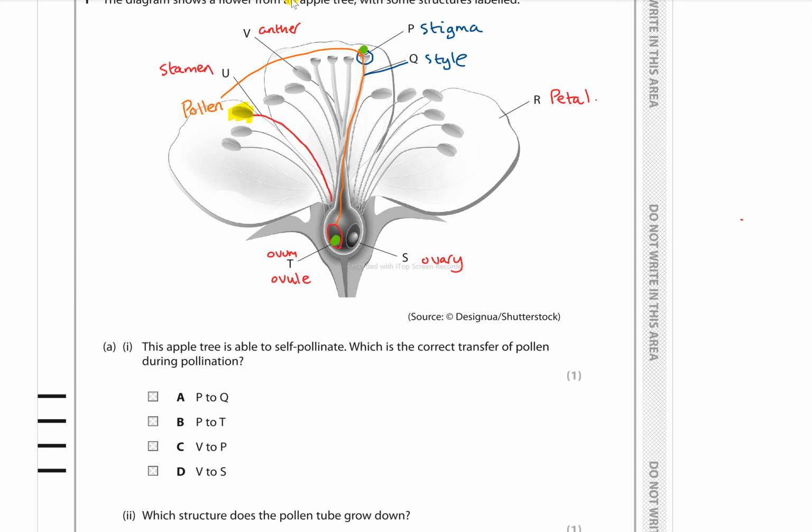This apple tree is able to self-pollinate, which is the correct transfer of pollen during the pollination. So it's going from B. Right, I had to do that, didn't I? See, it's going from V to P. From there, that's where the pollen's produced. It goes to the stigma. So it goes from V to P, so it's this one here.